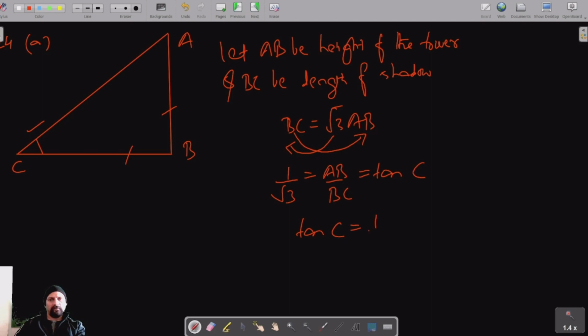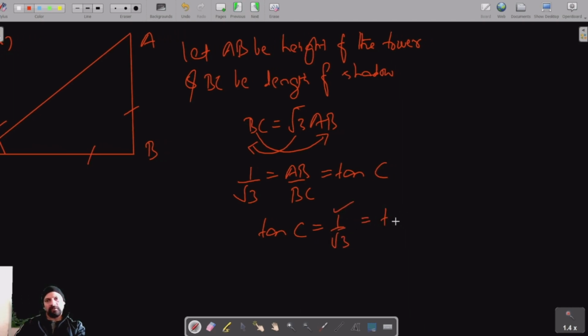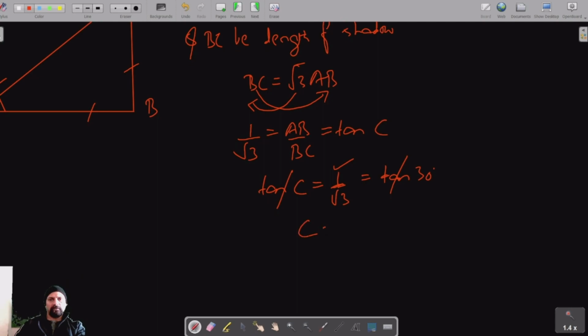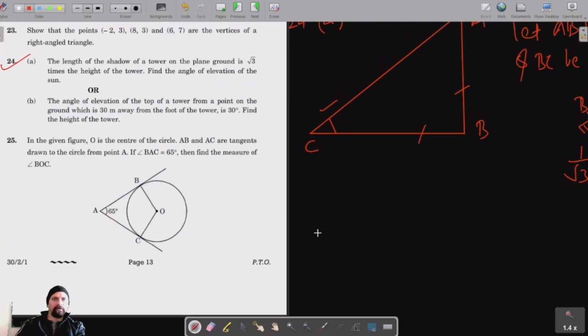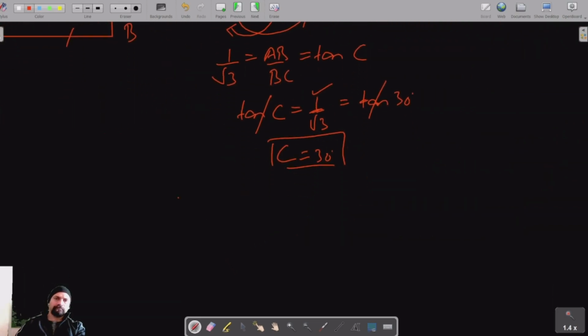So tan C is equal to 1 by root 3, and we know that the angle for which the value of tan is 1 by root 3 is tan 30. So that means C is equal to 30 degrees. That means the angle of elevation of the sun is 30 degrees. So the angle of elevation of the sun is equal to 30 degrees.